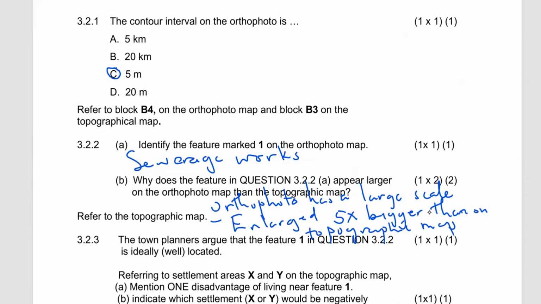Because of the differences in scale, the orthophoto is at a scale of 1:10,000, and the topographic map is 1:50,000. Comparing these two scales, the orthophoto is actually 5 times bigger than the topographic map. So features shown on the orthophoto map will be 5 times bigger than they appear on the topographic map because of the differences in scale.